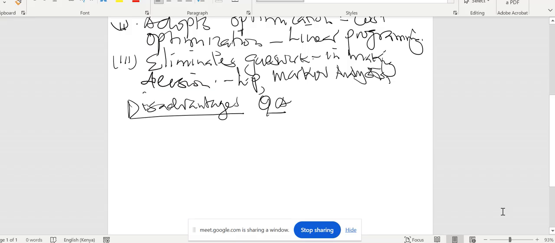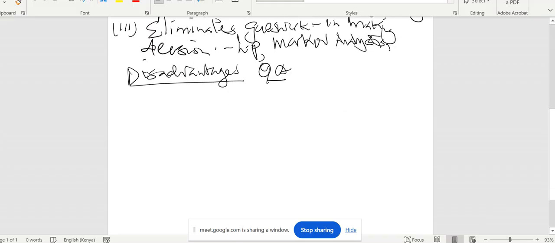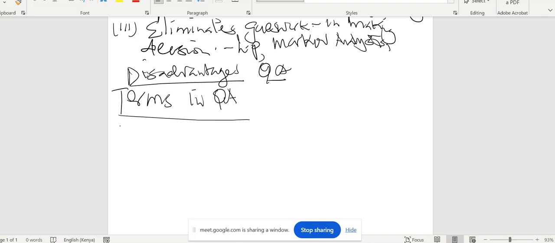So then the basic terms used in quantitative analysis, QA. One of them is variable. So these variables, they are subject to what? To a model. So this is subject to a model.